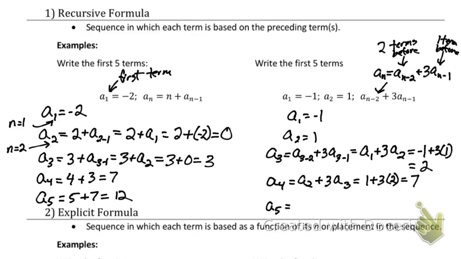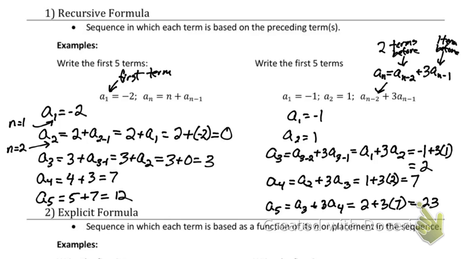A sub 5 would be a sub 5 minus 2, which is a sub 3, plus 3 times a sub n minus 1. 5 minus 1 is 4, so that would be a sub 4, is going to equal 2 terms before it, which is 2, plus 3 times the term before that one, which is 7. 21 plus 2 equals 23.